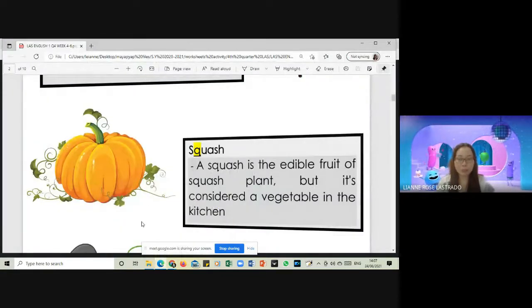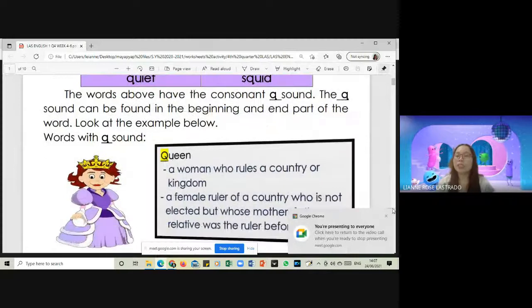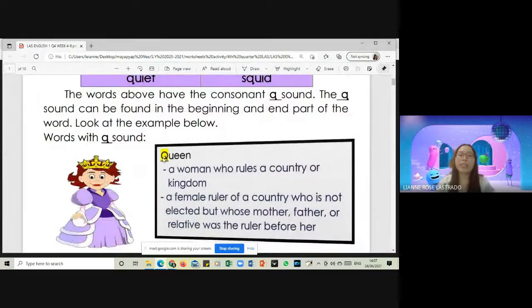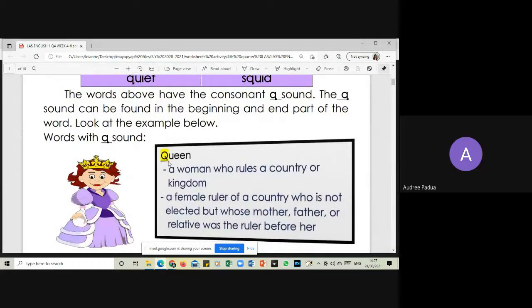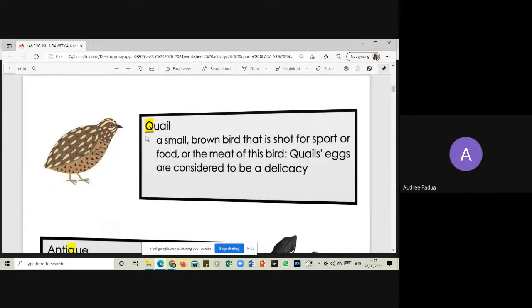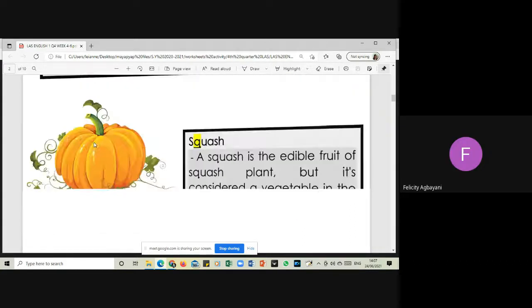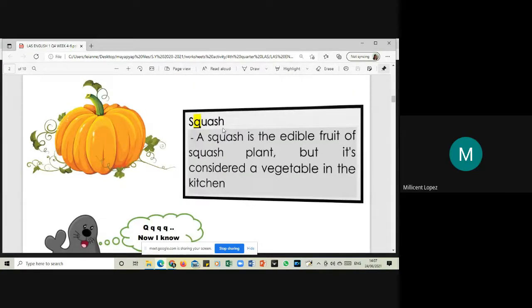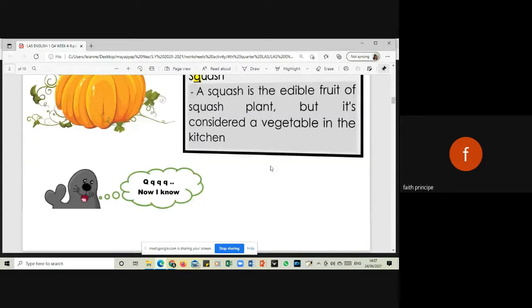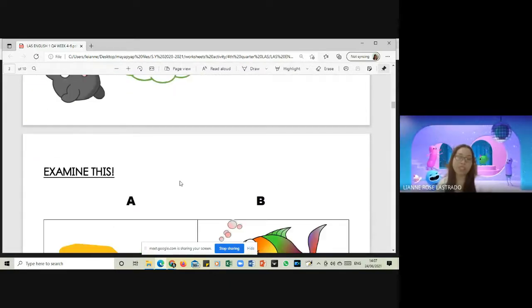All right, so we have here words with quo sound. Let's read it once again. Queen. Quail. Antique. Squash. Right, very good. So I think we will proceed with the next part of our lesson.